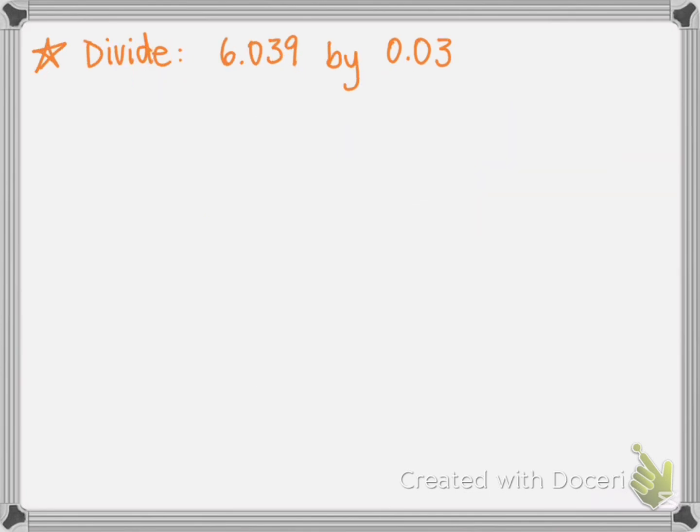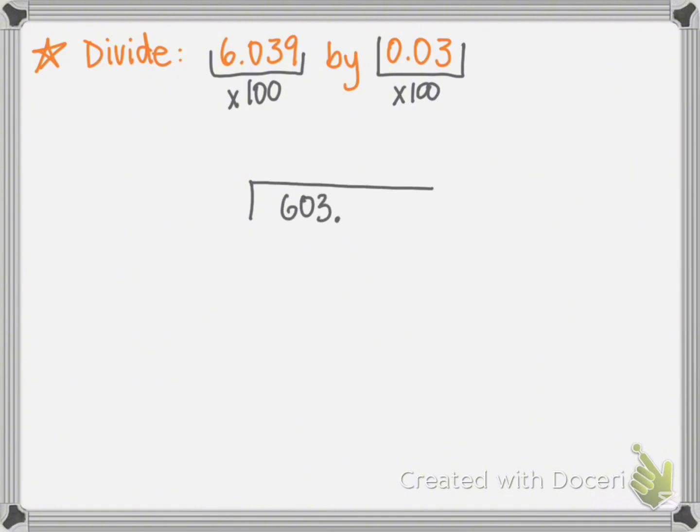Now for division, we have to be careful because we cannot have decimals on the divisor. So what we have to do is rewrite this by multiplying times 100 to get rid of that decimal. But if I multiply the divisor, I also have to multiply the dividend. So when I rewrite that, I'm going to have 603.9 divided by 3. Now we can divide that. And so 6 divided by 3 is 2. Bring down the 0. 0 divided by 3, we can't do it, so we put a 0 there. Then we bring down the 3.